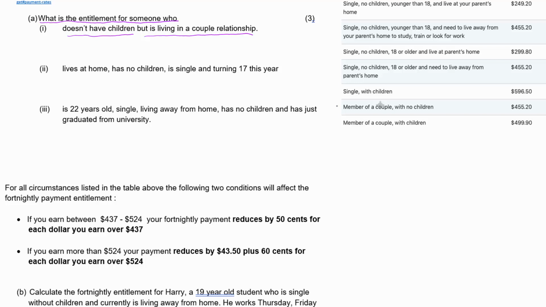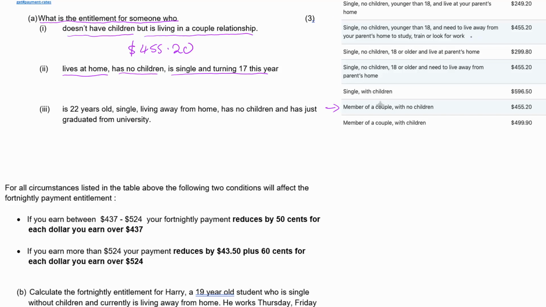What is the entitlement for someone who doesn't have children but is living in a couple relationship? So we can see that just here. Member of a couple with no children. So that is $455.20.